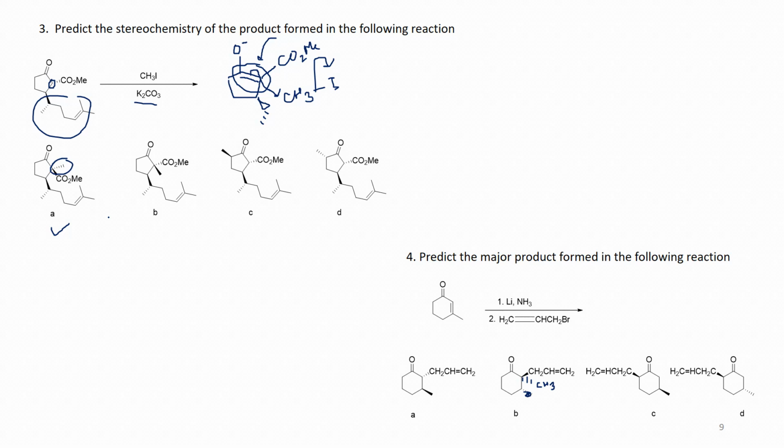Okay, so from here you can get an idea that whenever there is an adjacent group which is controlling the stereochemistry of the entire molecule, if that is above the plane, then the incoming electrophile will approach from below the plane, and if this is already below the plane, then the incoming electrophile will approach from above the plane.